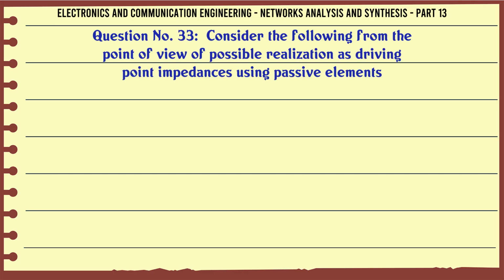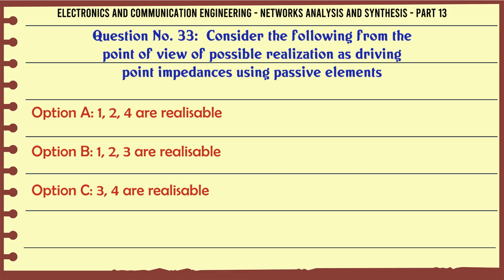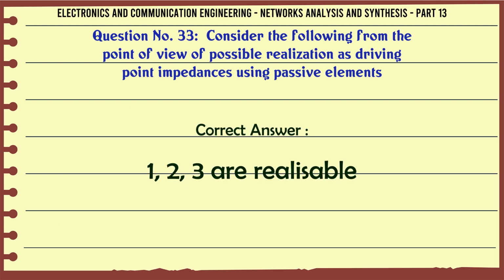Consider the following from the point of view of possible realization as driving point impedances using passive elements. A. 1, 2, 4 are realizable. B. 1, 2, 3 are realizable. C. 3, 4 are realizable. D. None is realizable. The correct answer is 1, 2, 3 are realizable.